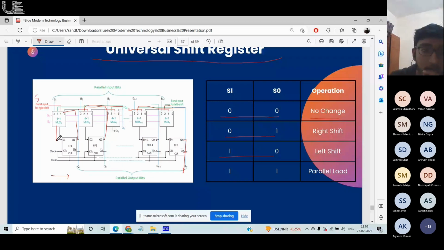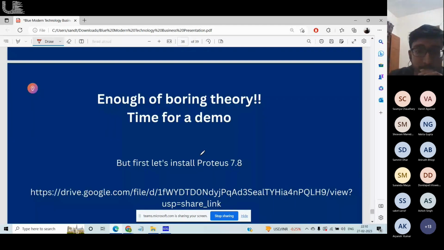mode you can have is parallel load. In that, it's very easy. Nothing special happens. Simply whatever is at input 3, this is 3, right? So 3 will get selected. Whatever comes in here feeds into this, and the outputs simply come out in parallel, right? These 4 are parallel outputs. So that is the universal shift register.